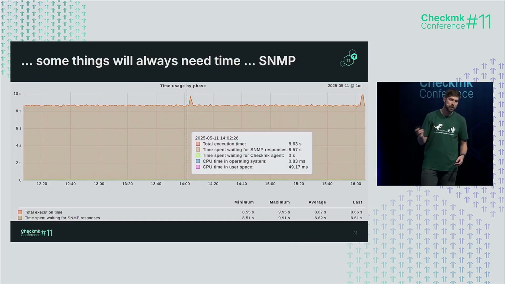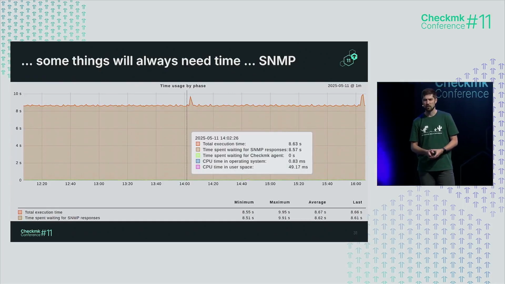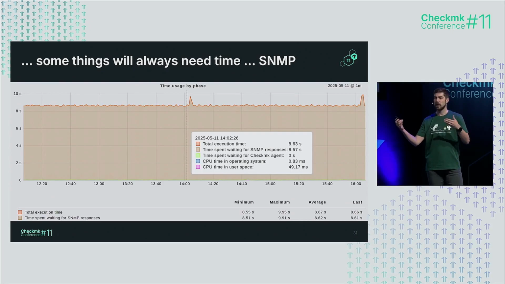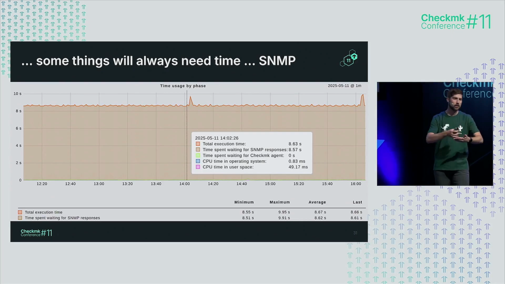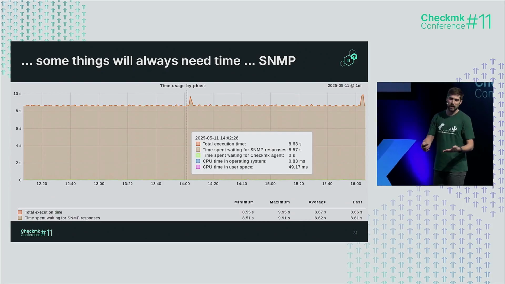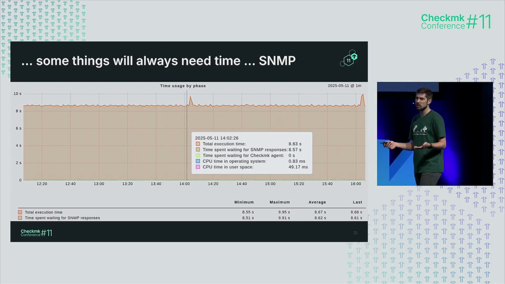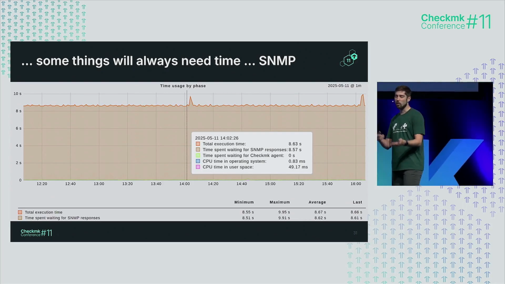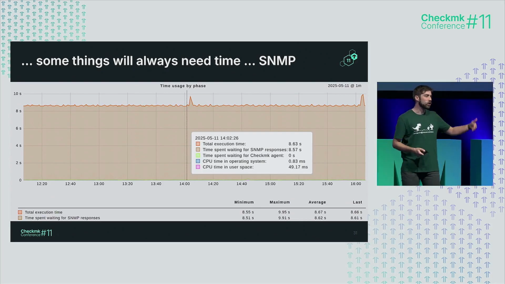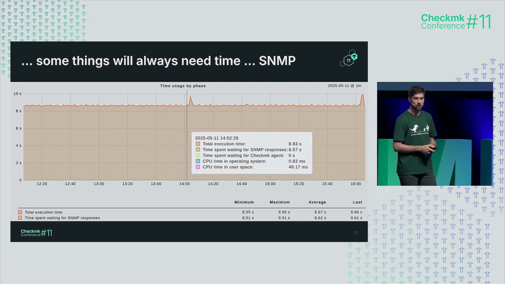But some things will always take time. So if you, for instance, have an SNMP device and look at the share of the different times, you will notice that Checkmk and the server, it doesn't even need any time at all compared to how long your SNMP device needs to actually answer. So there are limits to how fast we can get stuff, because at the end you're monitoring real hardware, and the real hardware will take time.